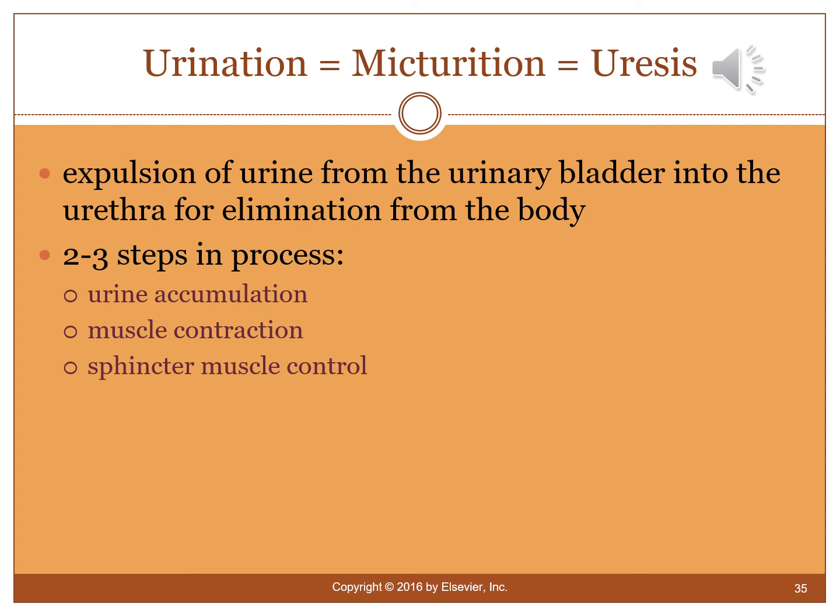So just some more terminology, basically. Urination is also called micturition or uresis, and it is the expulsion of urine from the urinary bladder into the urethra for elimination from the body. Very obviously, urine has to accumulate, muscle contraction has to happen, and sphincter control must happen.